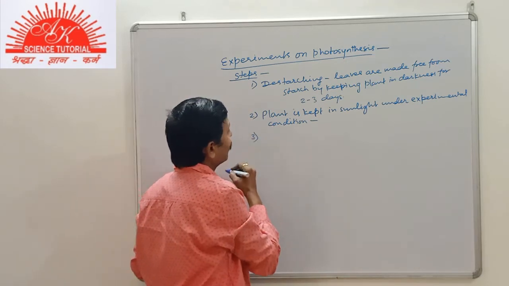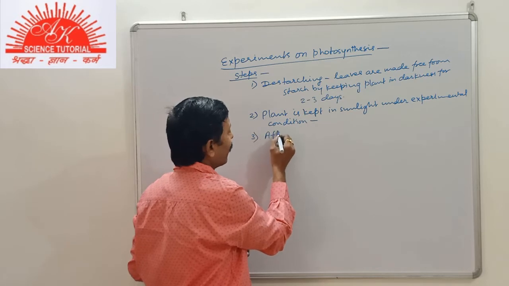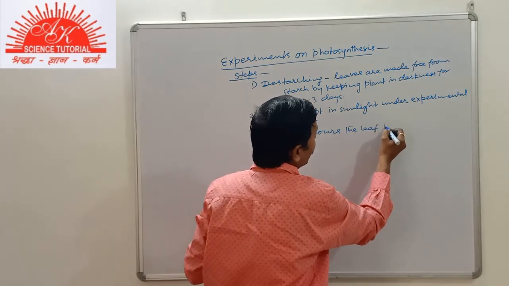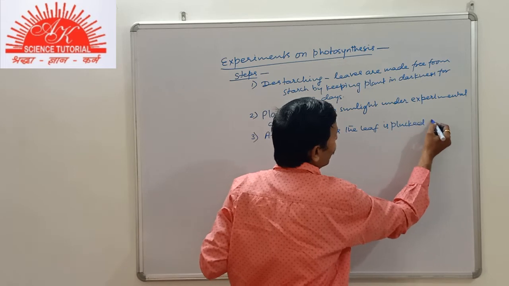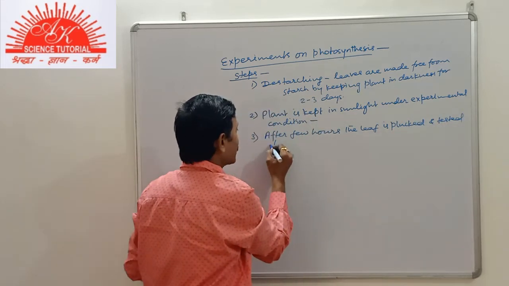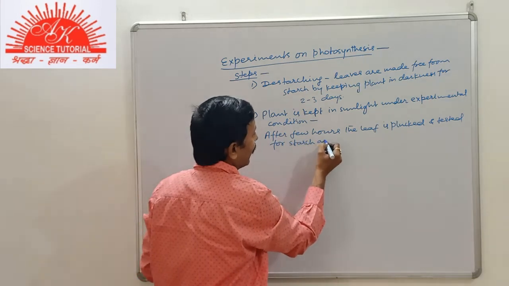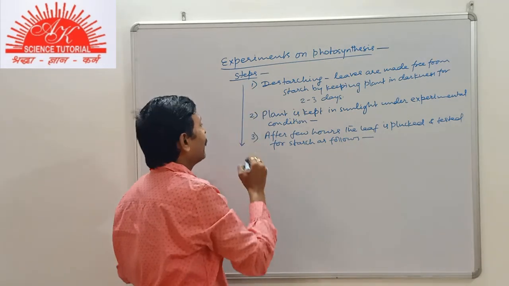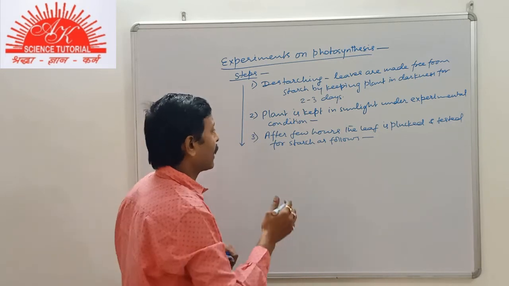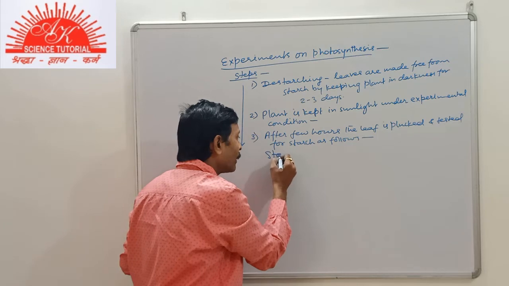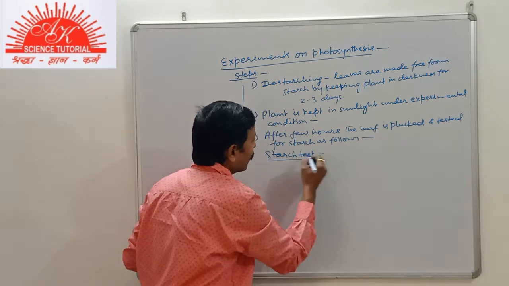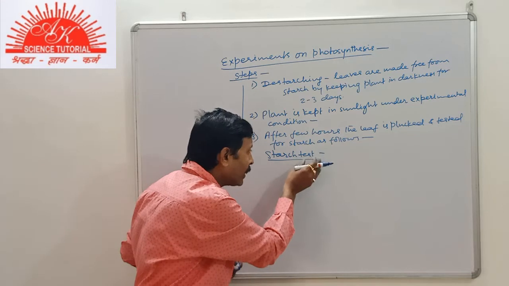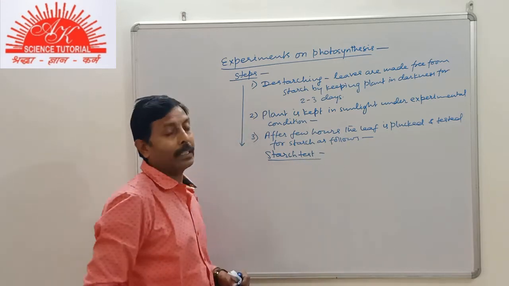As a third step, after a few hours, the leaf is plucked and tested for starch as follows. This was the beginning, the step taken for the starch test, but now we have to perform the starch test. Sometimes the question is asked: write the steps required for a starch test. Then the points given in this part should be written.